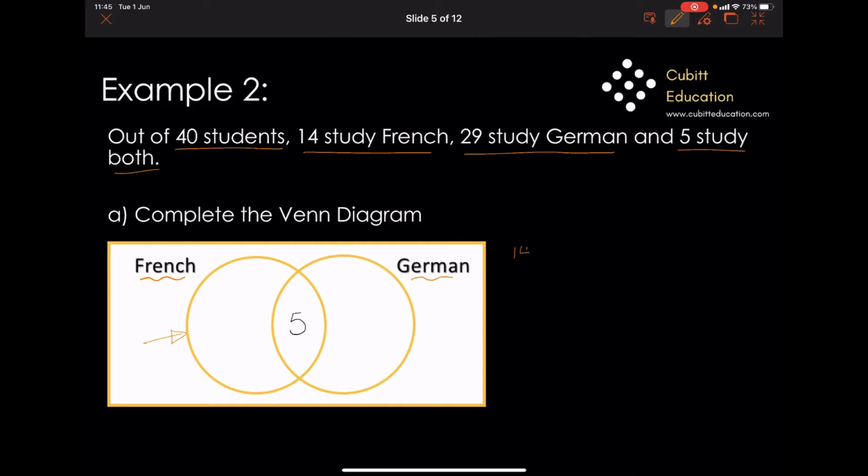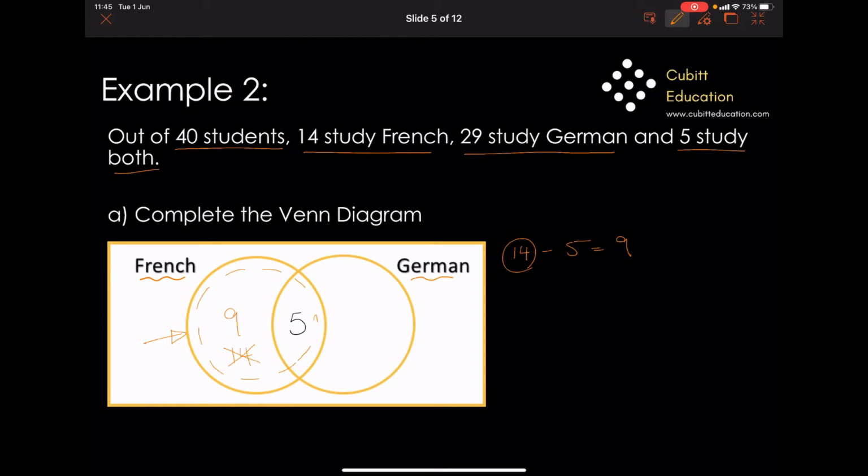We do 14 take away 5, which is 9. So 9 would go in there. I'm not going to keep changing the colour, it's going to be a waste of time. So we need to put that there because altogether, this whole circle here encompasses 14 learners. So we can't have 14 in this section because that would make 19 learners and we don't have that many.